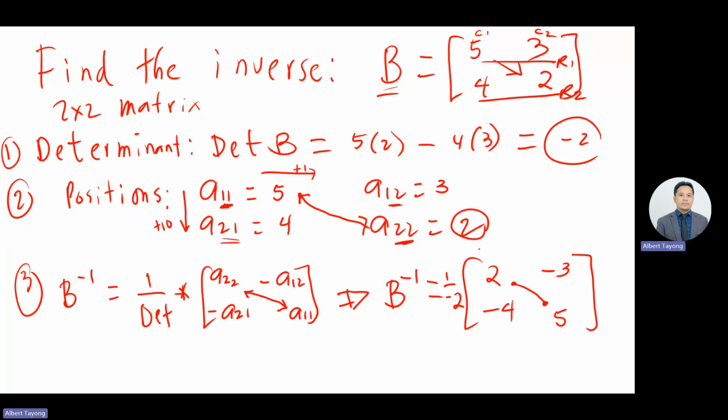So 2 is here. We're going to move it up. That will become A sub 11. And 5 will go down. Here is 3 and 4, the same positions, but we have to change the signs. Of course, if A sub 12 is negative 3, it will become positive 3. Okay, if it is positive, it will become negative. So now we have to multiply 1 by 1 inside.